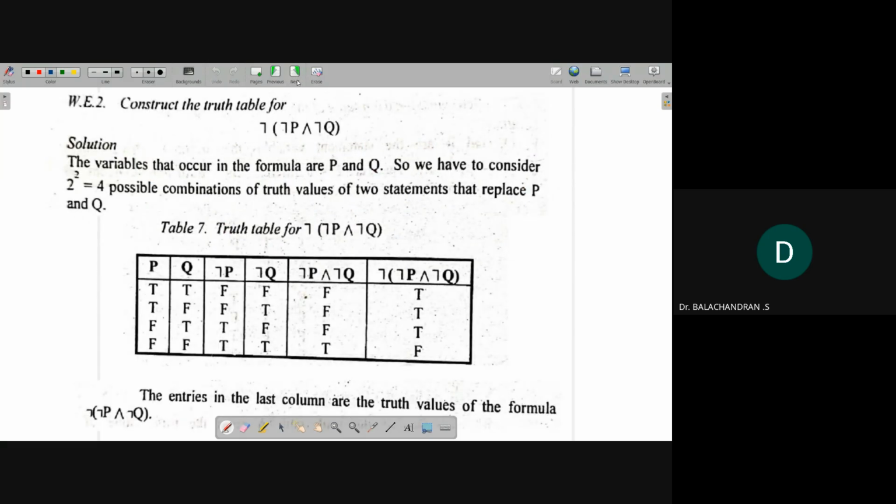Okay, so we'll go to the problems. Construct the truth table for negation of P and negation of Q. Sometimes they will use negation also like this.